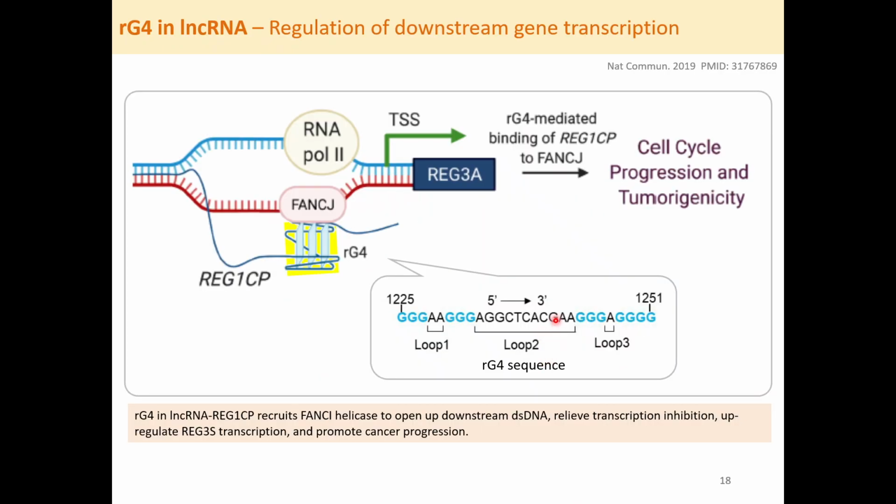In long non-coding RNAs, lncRNAs, rG4 can recruit regulatory proteins to regulate downstream gene expression. For example, rG4 in lncRNA reg1CP can actively recruit helicase FANCJ. Once recruited, FANCJ catalyzes the unwinding of double-stranded DNA structures that normally repress downstream transcription from the transcription start site, TSS. This unwinding effectively lifts the blockade on transcription, leading to increased expression of the downstream protein-coding rG4 gene. Consequently, the upregulation of rG4 mRNA and protein promotes cancer cell cycle progression and oncogenicity.